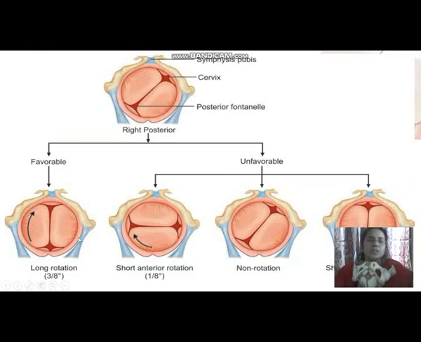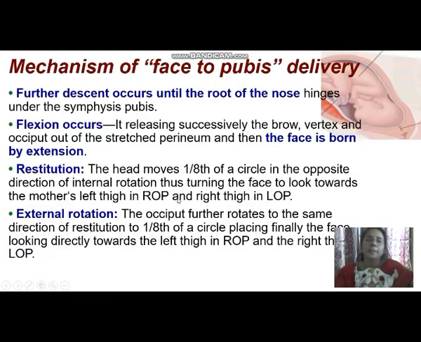You can see from this picture, there will be long rotation if it is favorable, this 3/8 rotation occurs. If it is unfavorable, then short anterior rotation. You can see from this one, 1/8 of the circle, and if non-rotation occurs, there is an arrest. Then short rotation occurs, there will be 1/8 of circle and face to pubis will deliver. Then how is the mechanism, sometimes there will be face to pubis delivery. So how can we manage the face to pubis delivery.